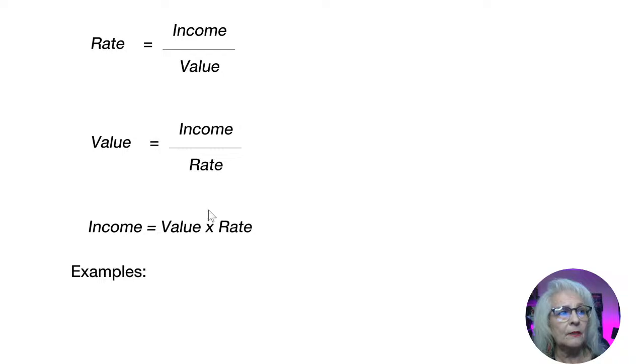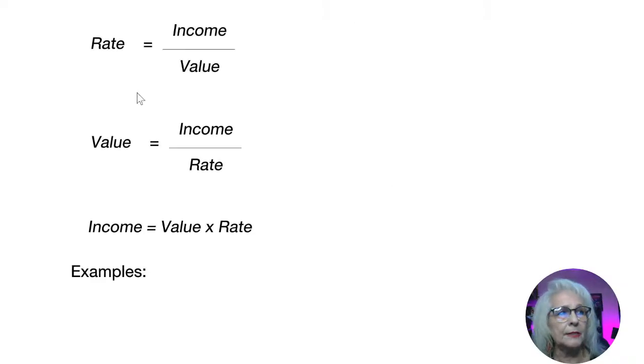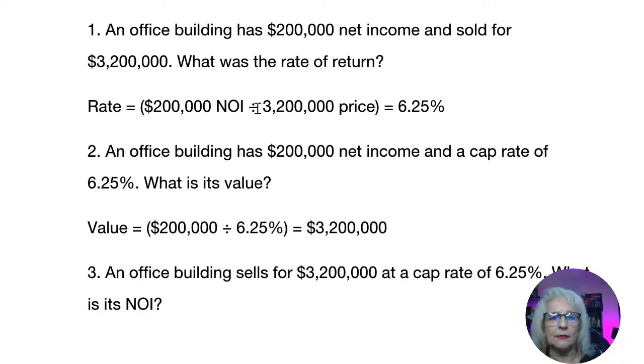They use the division sign here with a line and 2 dots instead of doing it this way, but you're looking for rate. It's the same thing: income divided by value, either with a line across it or the little division sign with 2 dots in the line. Number 2, an office building has $200,000 of net income and a cap rate of 6.25%. What is the value?